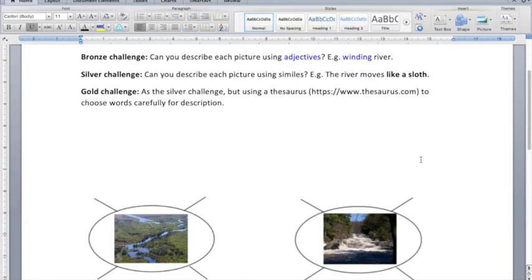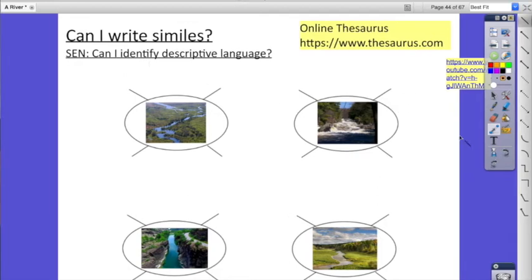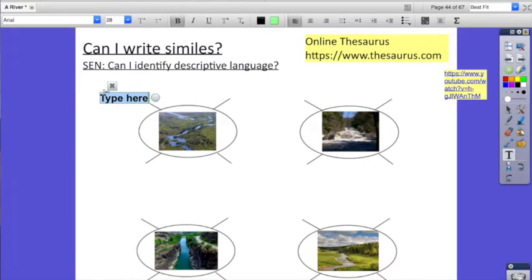Most of you will start on the silver challenge. Can you describe each picture using similes? So for example, the river moves like a sloth. Okay, so if I come back here, you can annotate. I take it off bold. The river moves like a sloth. Full stop.